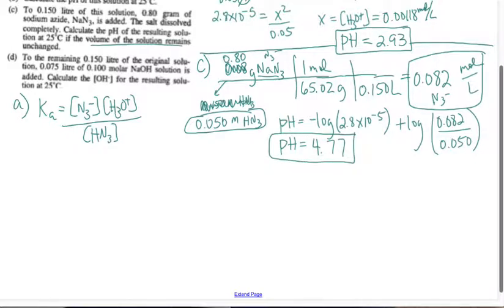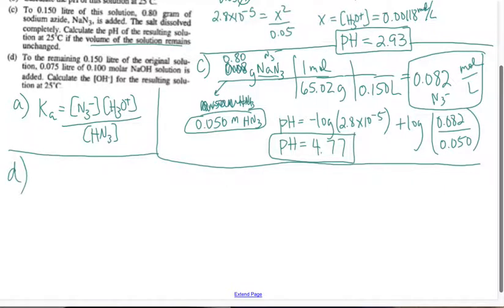Right? Are we good with part C now? So we added some salt, which made a buffer. We found our concentrations of both and solved with Henderson-Hasselbalch. So our last thing we have to do is part D. Part D. To the remaining 0.15 liters of the original, so we messed with half of it in part C, now they're going to mess with the other half in part D.